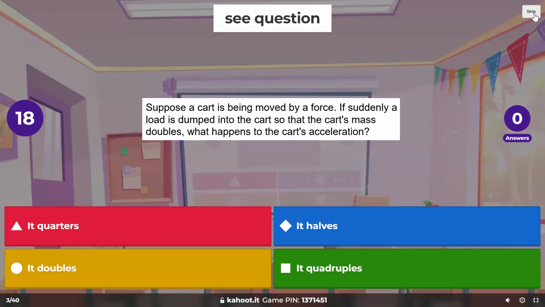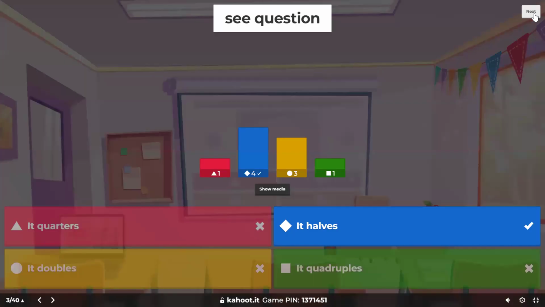Large cart being moved by a force. Suddenly a load is dumped in the cart so that the cart's mass doubles. What happens to the cart's acceleration? Think Newton's second law. Half as much, right? So double the mass would be half the acceleration for a given force. That's all Newton's second law of motion.